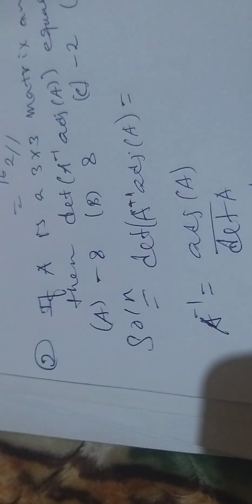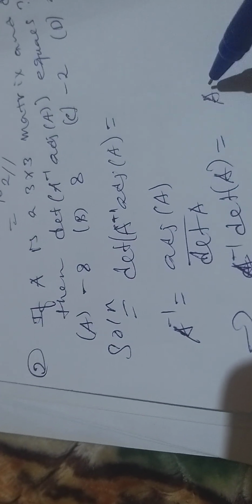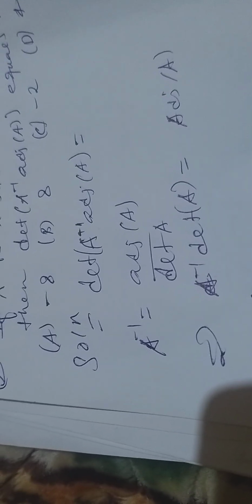So from this, crisscross. A inverse determinant of A is equal to adjoint of A. This implies adjoint of A is equal to A inverse determinant of A.